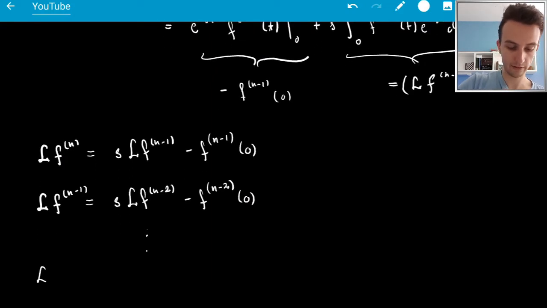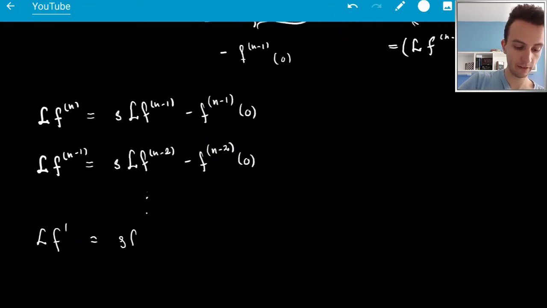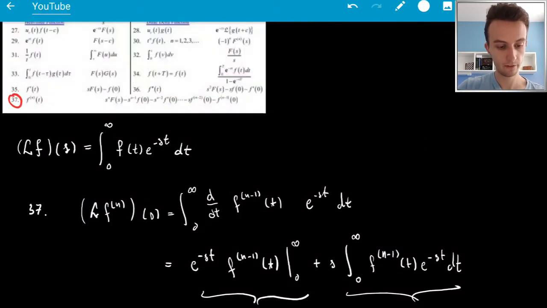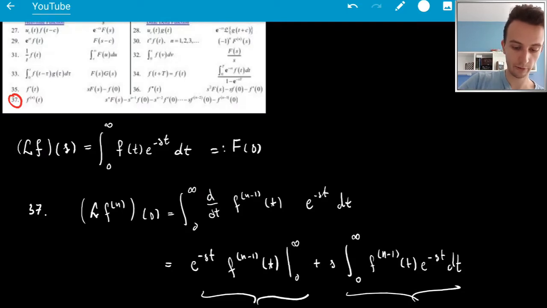and I can keep going like this until I reach L{f'}, which is s L{f} minus f at 0. Okay, so this final formula is clearly 35. They use capital F of s, right? So this would be capital F of s. I'm not going to use that. I'm going to write always L{f}(s), so just L{f} of s.